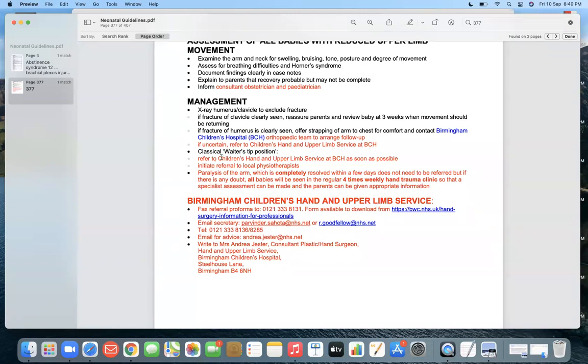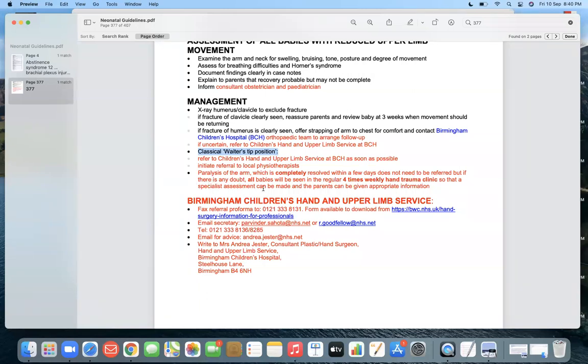Again, same. Classic waiter's tip position. This is our case now. Refer to the children's hand and upper limb service at BCH as soon as possible. Initiate referral to a local physiotherapist. Paralysis of the arm, which is completely resolved within a few days, does not need to be referred.